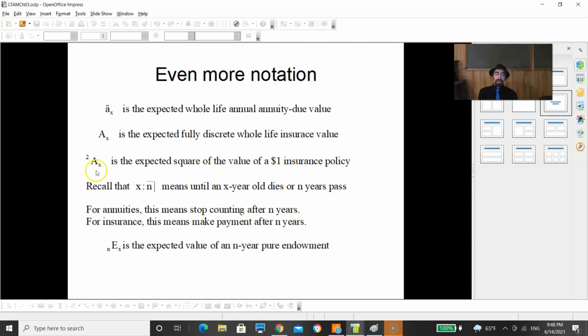Now, why do we care about the expected square of the value? So that we can find the variance of an insurance benefit. Why don't we care about the variance of an annuity? We do. There are ways of calculating it that we'll get into in Chapter 5. Don't worry about that yet.